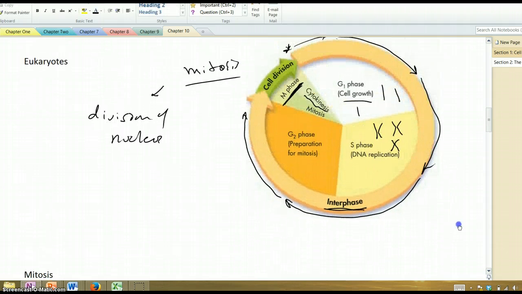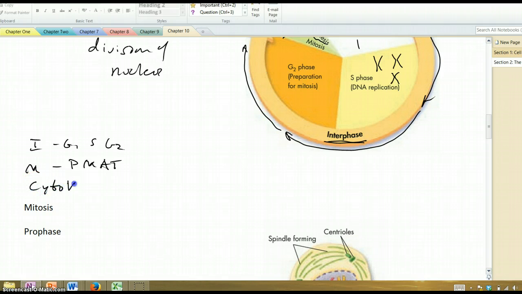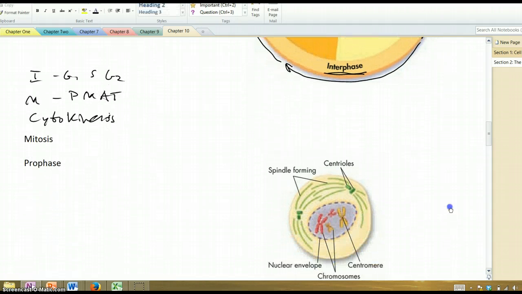All right, so let's look at the steps of mitosis. In the cell cycle, we have, again, interphase with G1, S, and G2. And during mitosis, we have several phases, and we can think of them as PMAT: prophase, metaphase, anaphase, telophase. And then at the very end of the cell cycle, we have cytokinesis, which is the splitting of the cell. And again, mitosis is the splitting of the nucleus. All right, so let's look at mitosis.